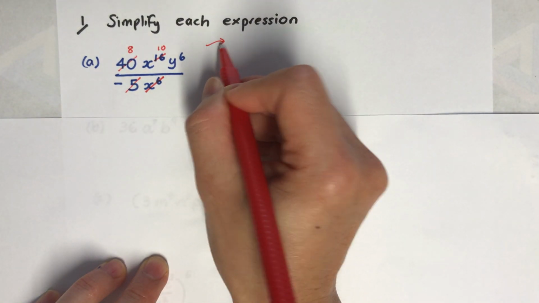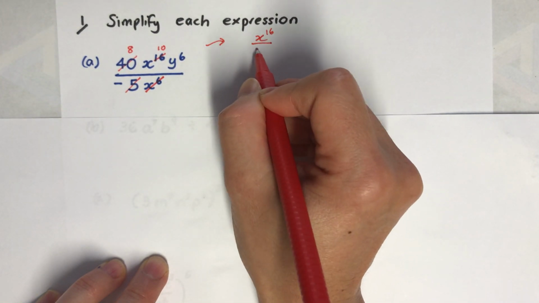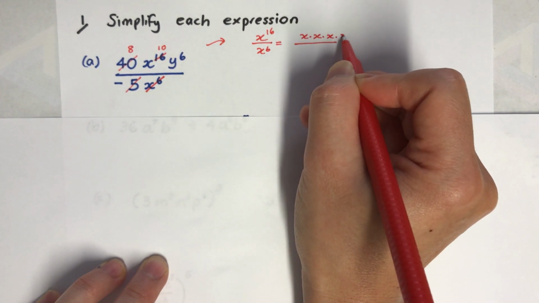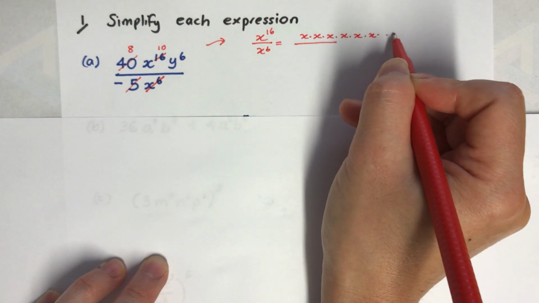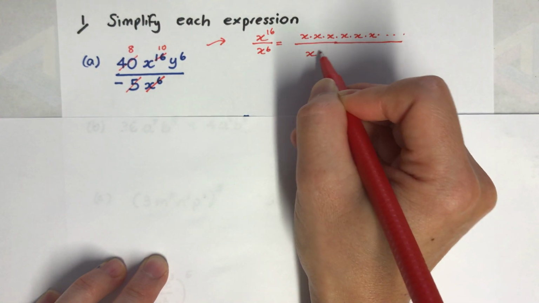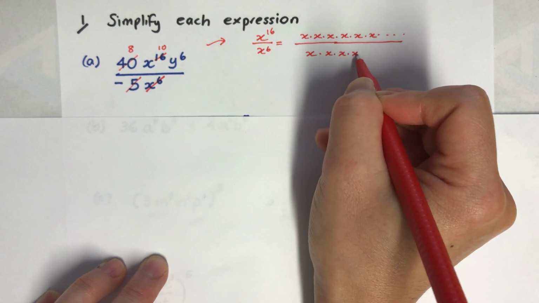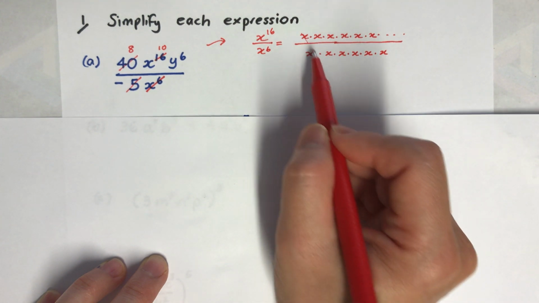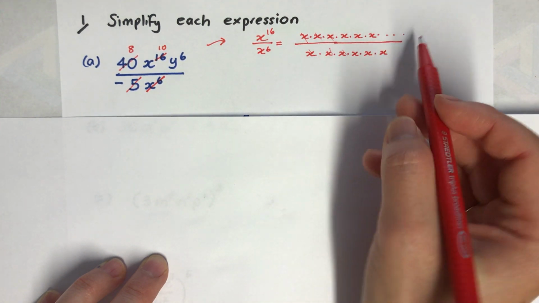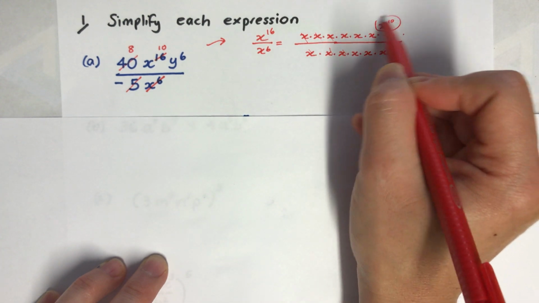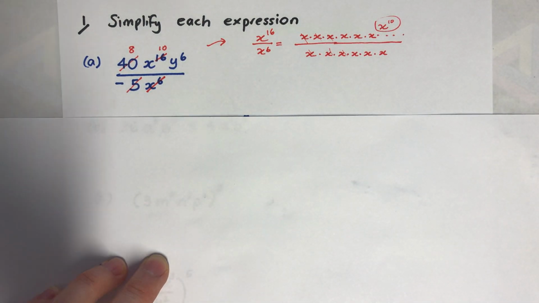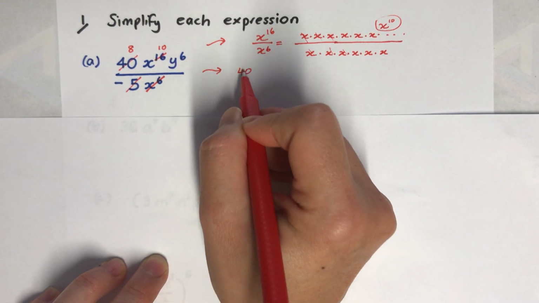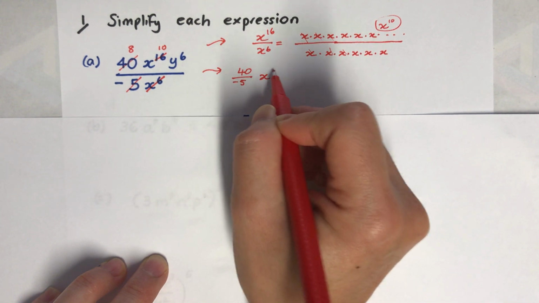What this really means is x to the power of 16 over x to the power of 6. There's x times x times x, 16 of them on top. Here there's 6 of them, 4, 5, 6. So if I cancel them out, on the top I'm left with 10 of the x's.